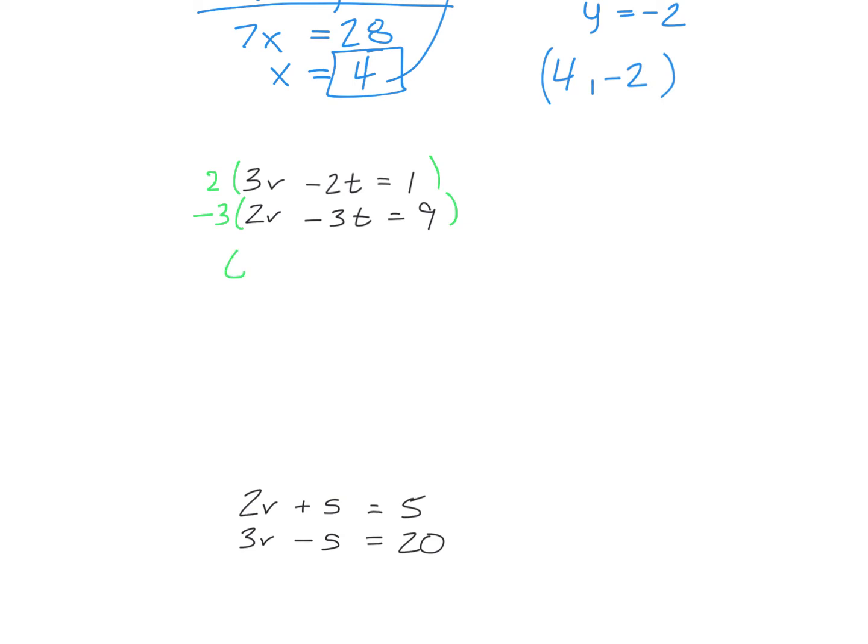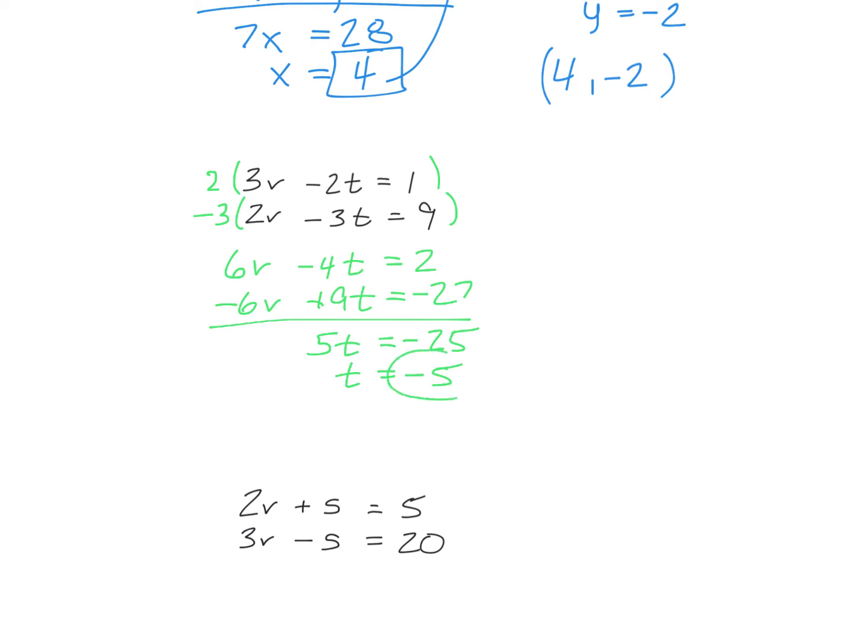So now multiplying this all the way through, I have 6r minus 4t is 2. I have a negative 6r plus 9t is a negative 27. The r's are going to eliminate. I end up with 5t is equal to a negative 25. And t would be negative 5.